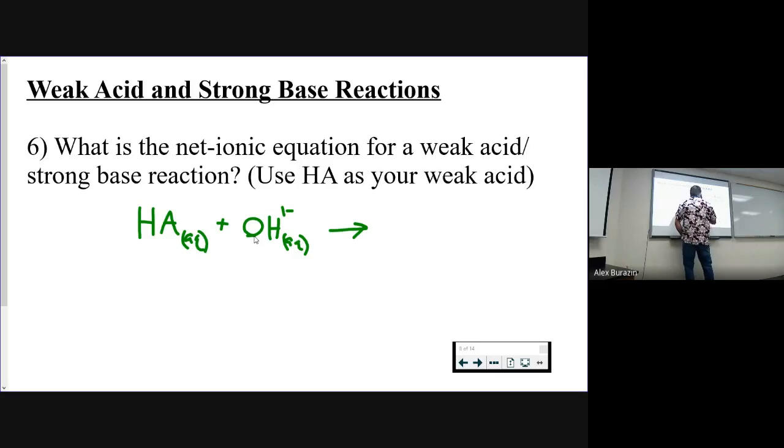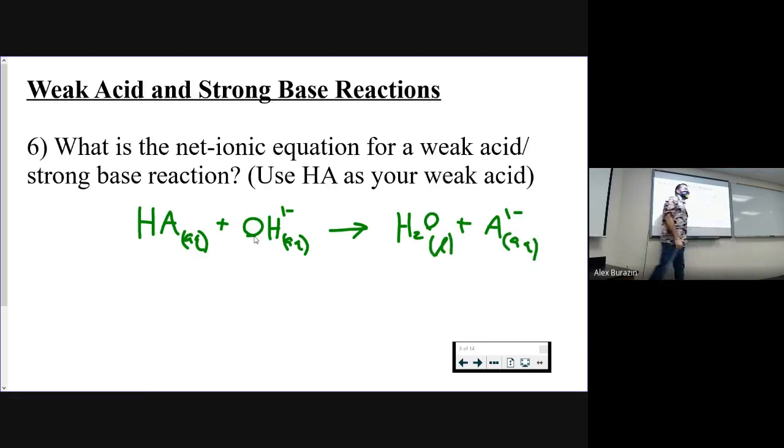Hold on. H2O plus A1 minus. This is a liquid, this is aqueous. So this is the generic setup for weak acid, strong base. Let's look at a real example.